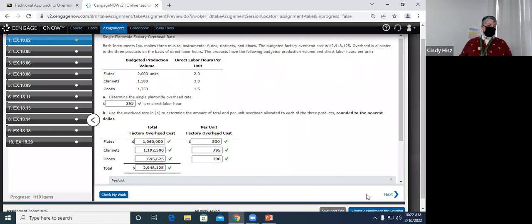Yep, so the actual number per unit is $397.50. And that's what I use to calculate the total, but it asks us for the total and the per unit to round to the nearest dollar. So you needed to use the $397.50 to get the total for the oboes. It's like it's asking for the rounded number, but it won't accept the rounded answer.